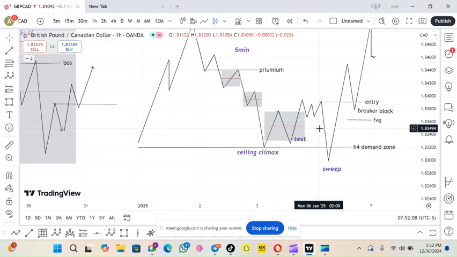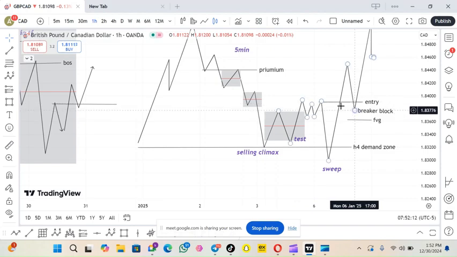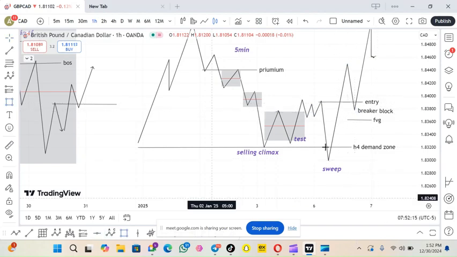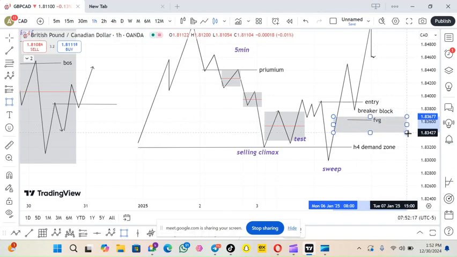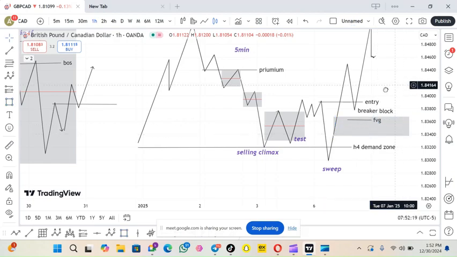Then what are you waiting for? You are waiting for return of origin, for price to return back to the origin. Where is the origin? This is the origin you are looking for. So this is for uncle, fair value gap.